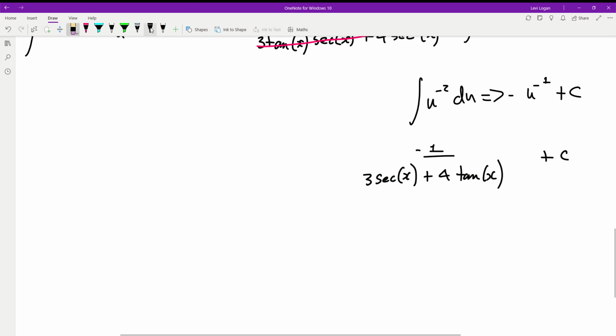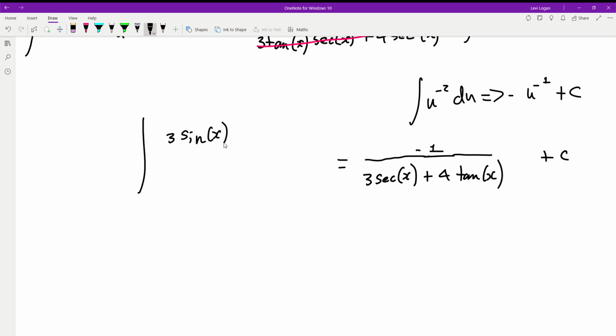And that, if I extend the fraction, is our answer to the following integral: the integral of 3 sine x plus 4 on 3 plus 4 sine x all squared dx.